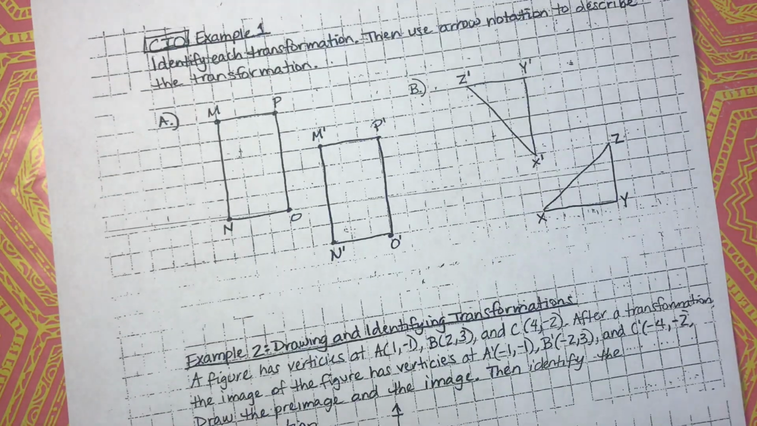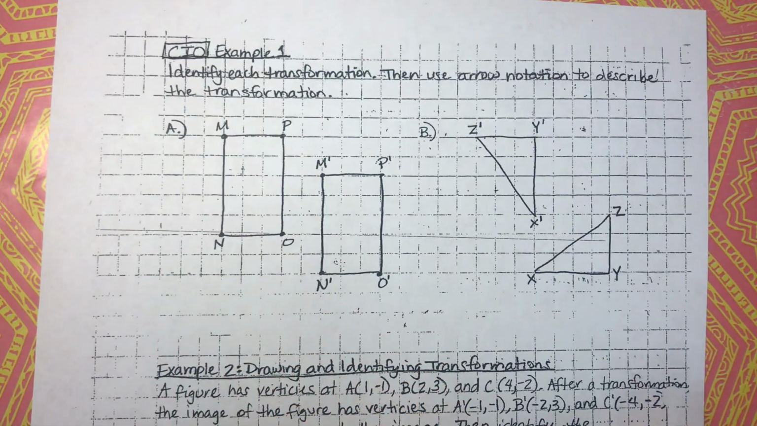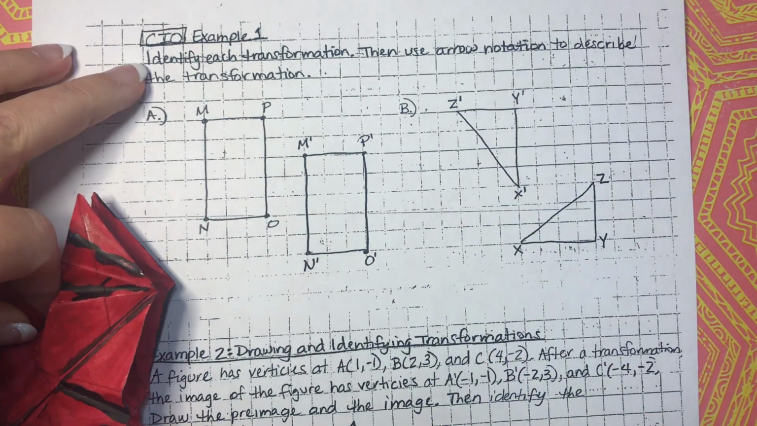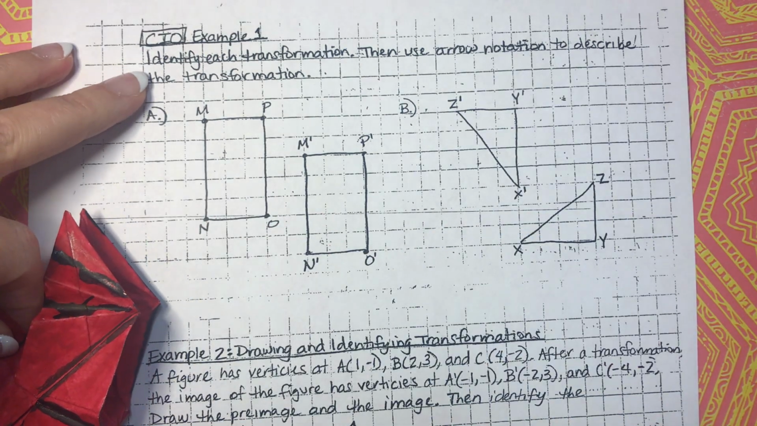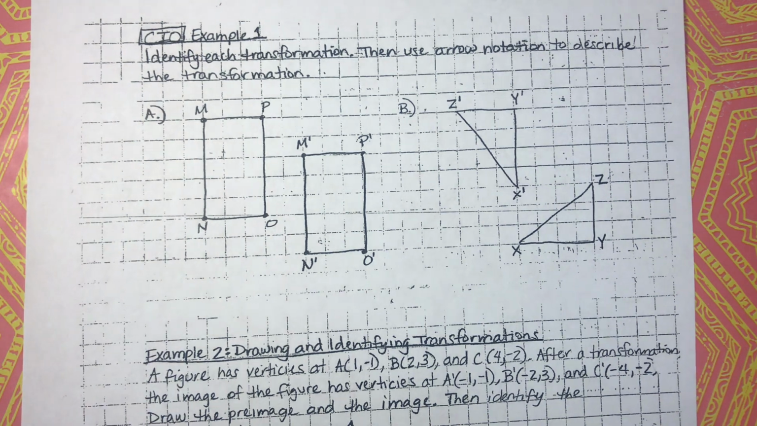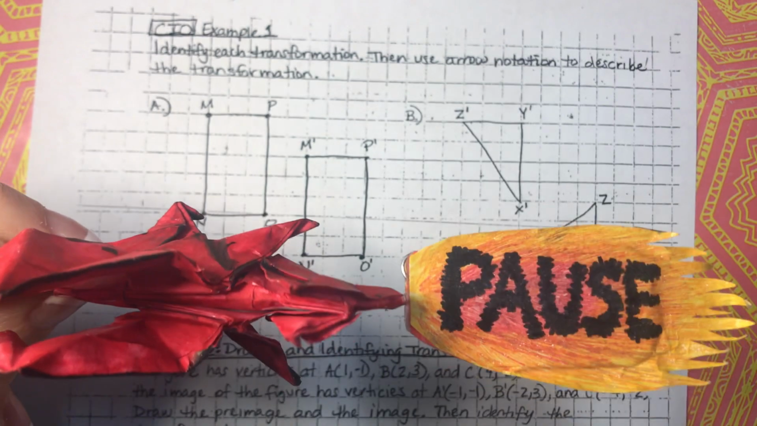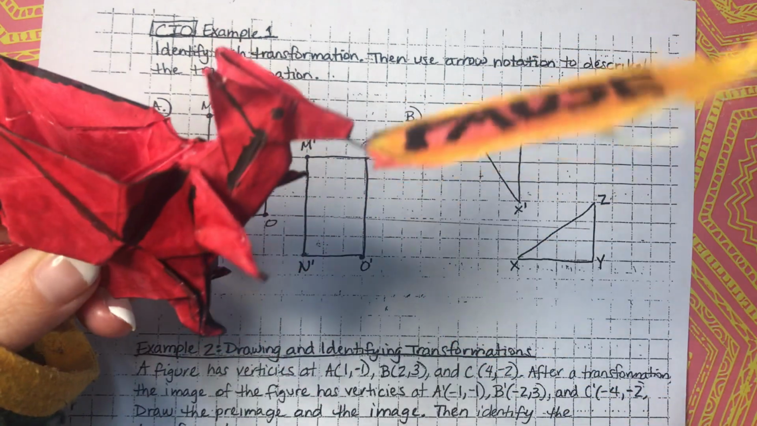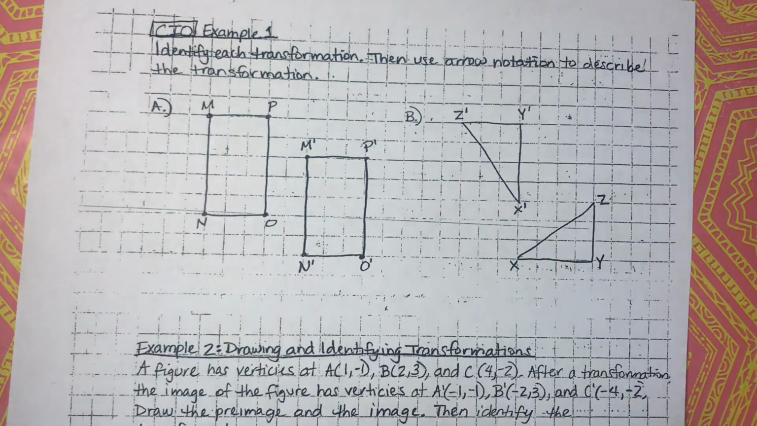So, ladies and gentlemen, now it is your turn to try this. Check out example 1. I want you to do A and B. Identify each transformation and then use arrow notation to describe the transformation. So here's my friend the pause dragon reminding you to pause. When you get done with this problem, A and B, press play, and then we'll go over the answers together. All right, see you in a bit.